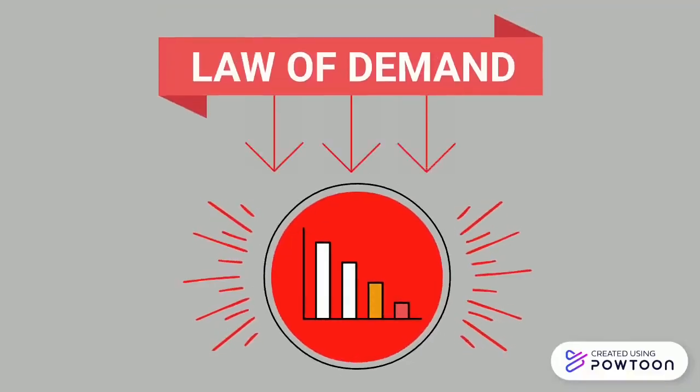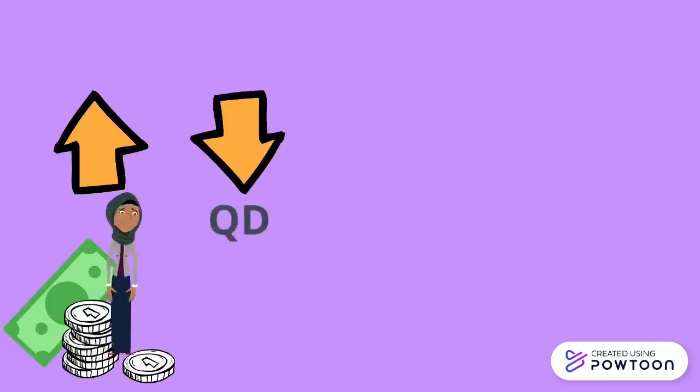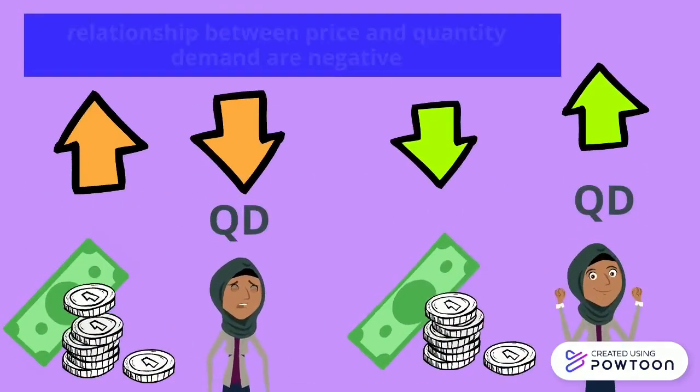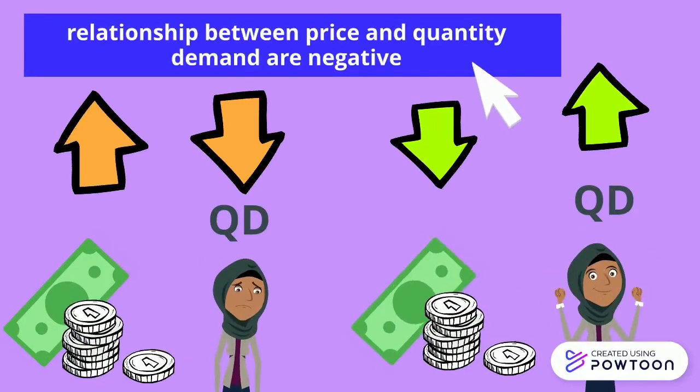Next, we move on to the law of demand. The law of demand states that when the price of a good increases, the quantity demanded for the good will decrease, and vice versa. Here we can see the relationship between price and quantity demanded is negative.